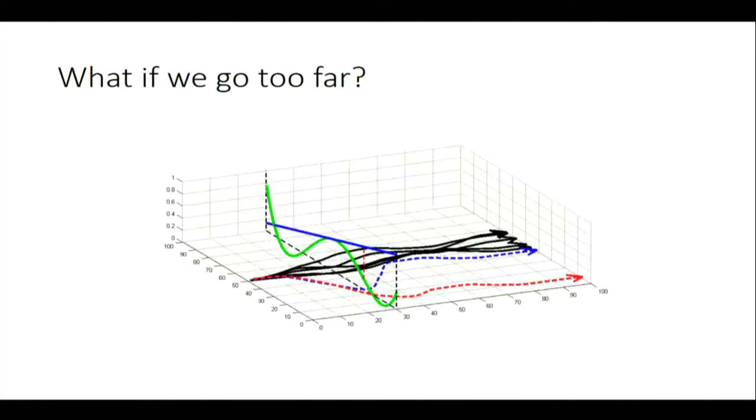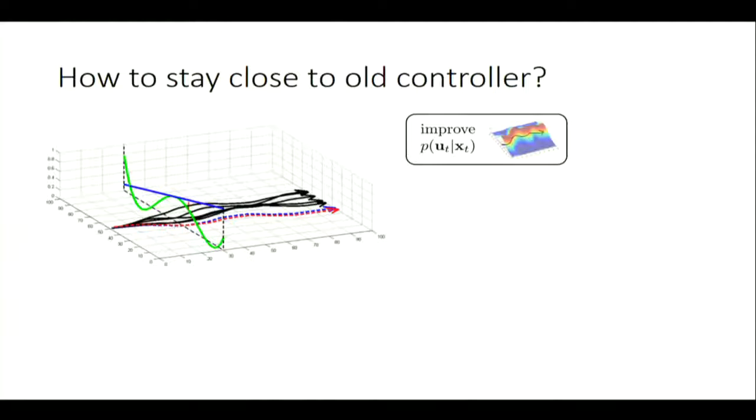So the problem is that the dynamics are only good locally, and there is nothing controlling how big of a step we take when we improve our trajectory. So we'd like to somehow keep the trajectory close to where it was before, so that this error between the fitted linear dynamics and the true nonlinear dynamics is not too huge. So how can we do that? How can we stay close to the old controller?